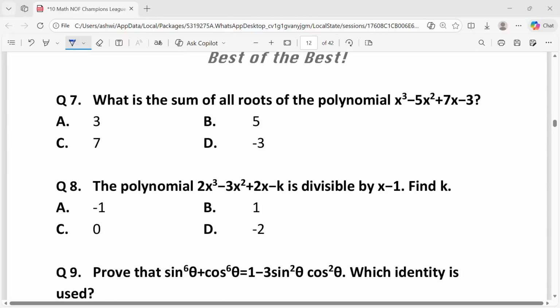Question 7. What is the sum of all roots of the polynomial x³ - 5x² + 7x - 3?